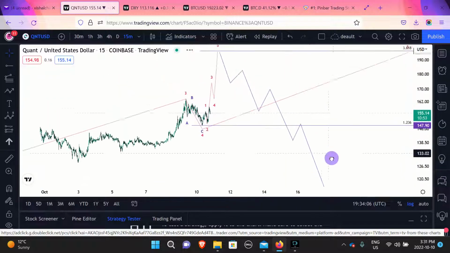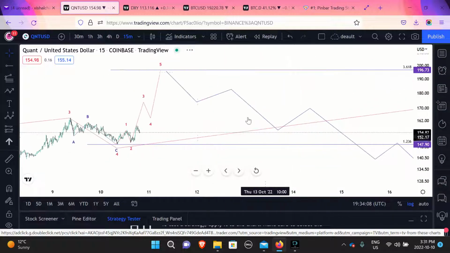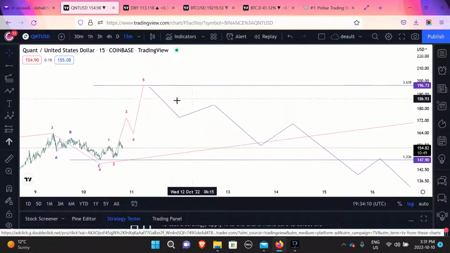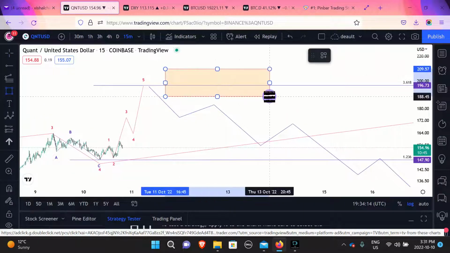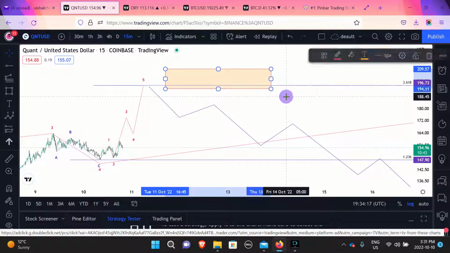Hoping it goes to 100 so I can load up my bags there once I sell over here in this area. So that is your take profit zone.